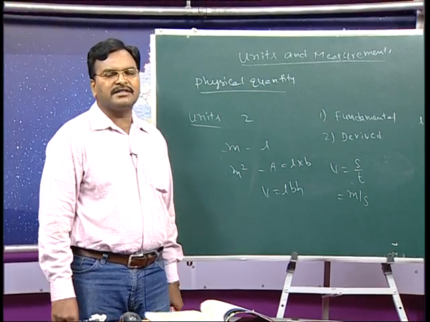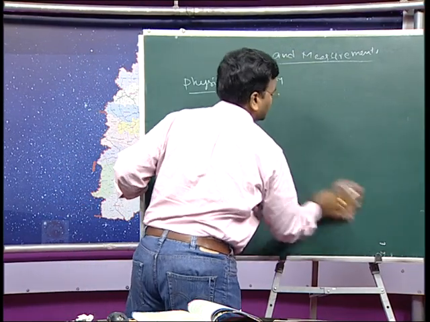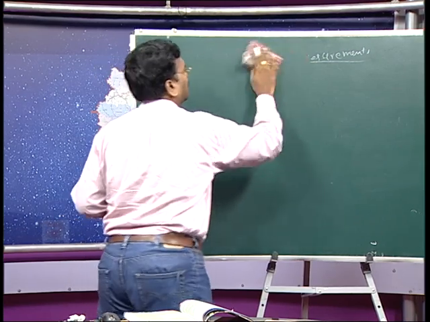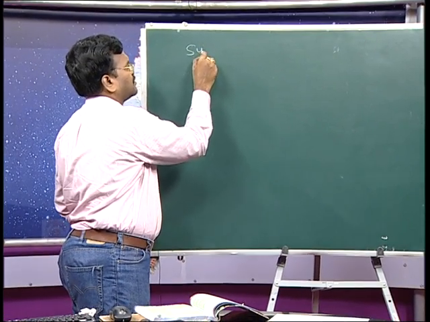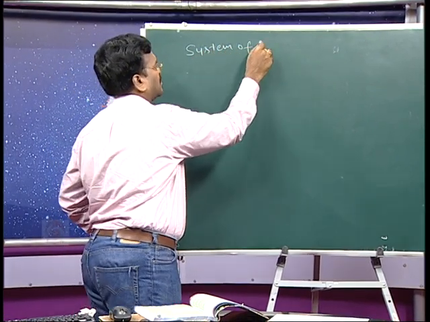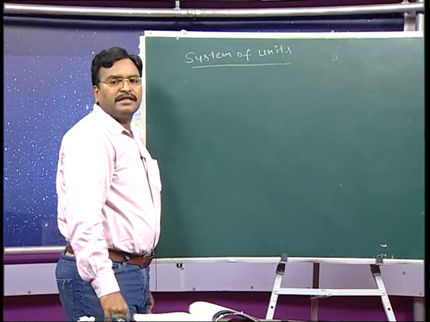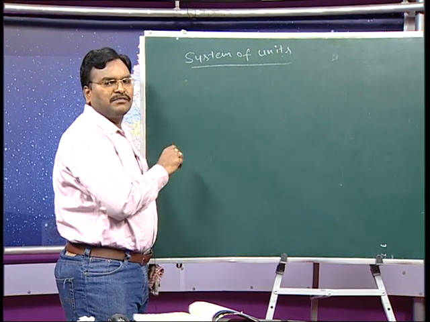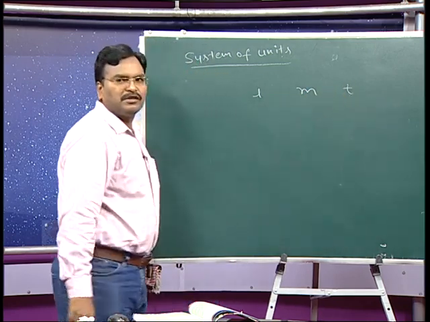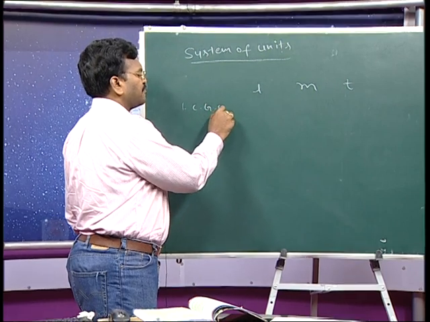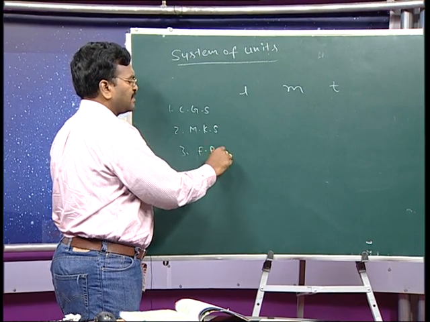Now we also discuss the system of units. To measure the fundamental quantities length, mass and time, three different systems were developed before 1960. What are they? CGS, MKS, FPS.